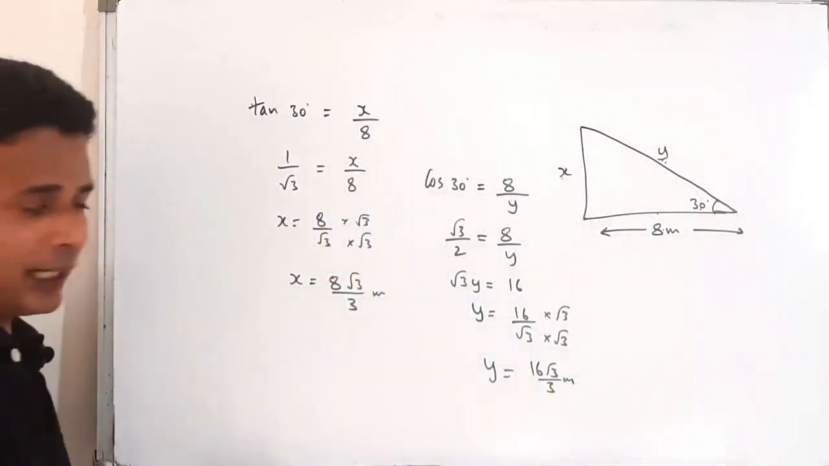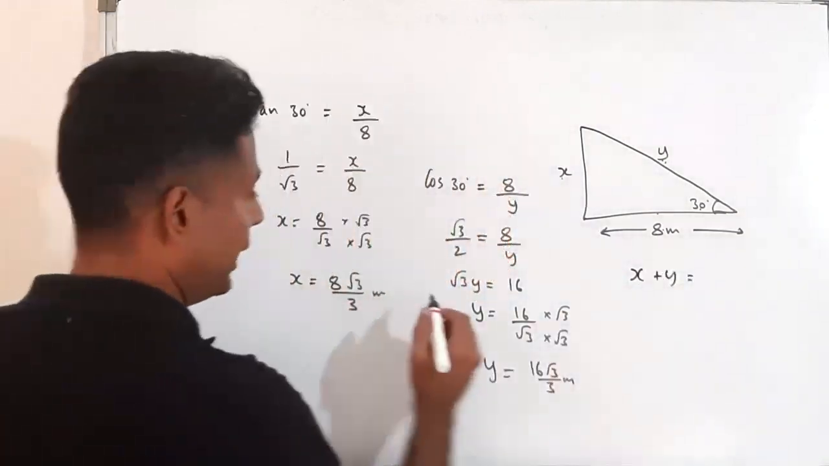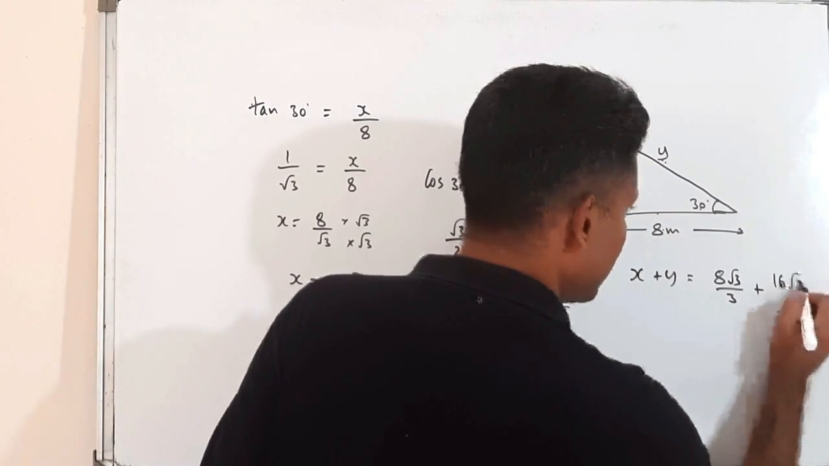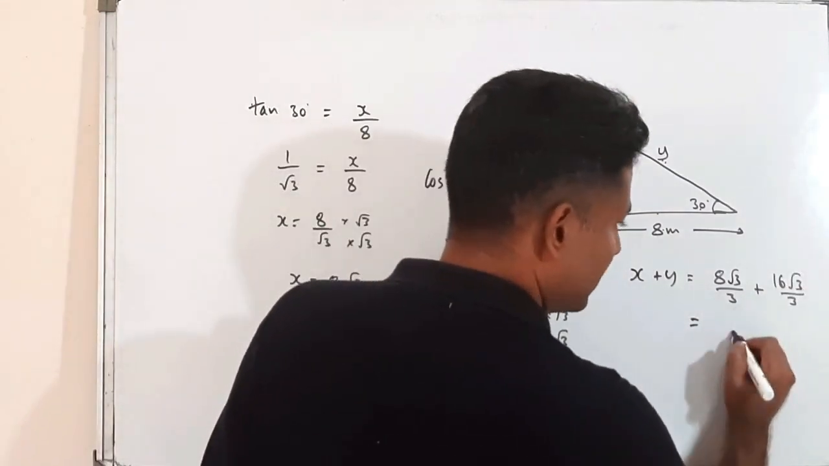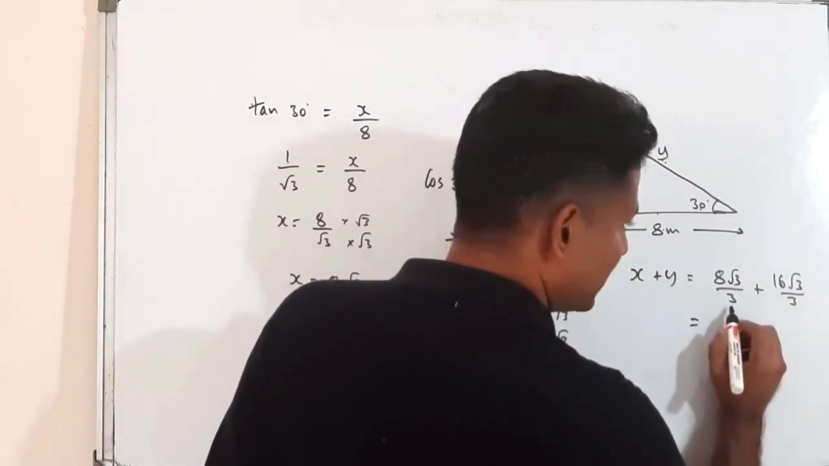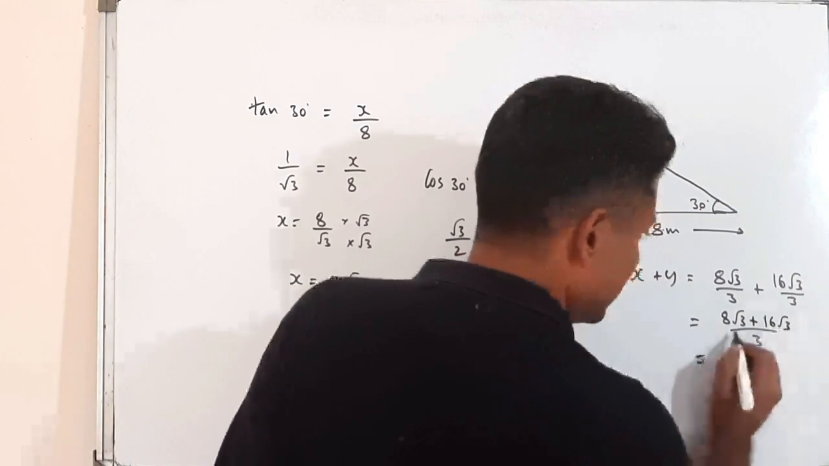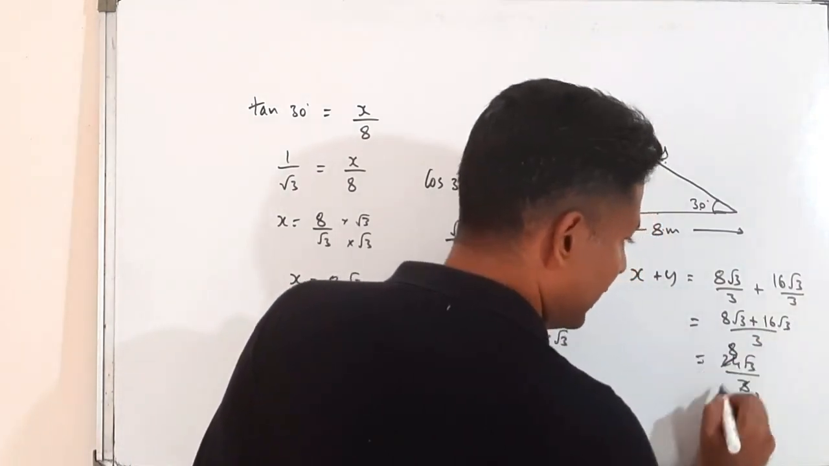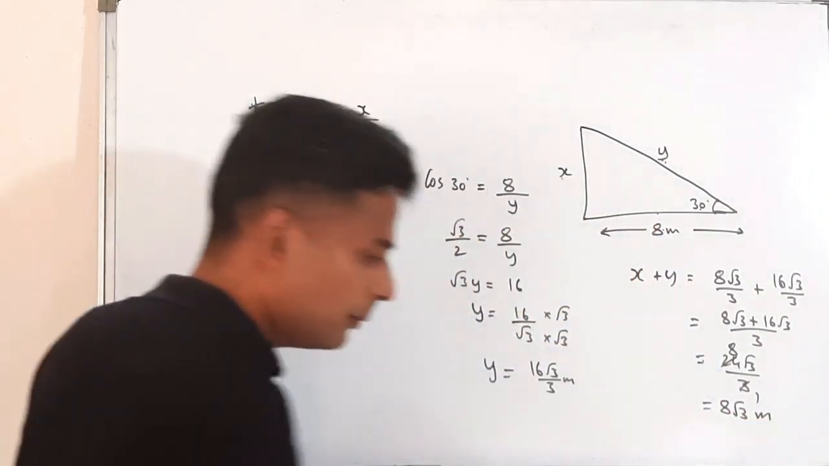So what was the total height of the tree? x plus y. So x plus y equal to 8 root 3 by 3 plus 16 root 3 by 3. Now the denominator is the same, so the LCM is 3, we get 8 root 3 plus 16 root 3, that is 24 root 3 by 3, so 3 ones are 3, 8s are 8. So the height of the tree was 8 root 3 meters.